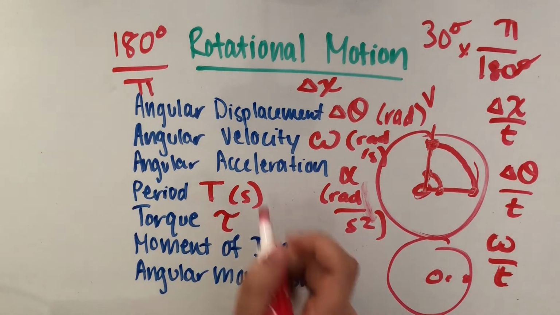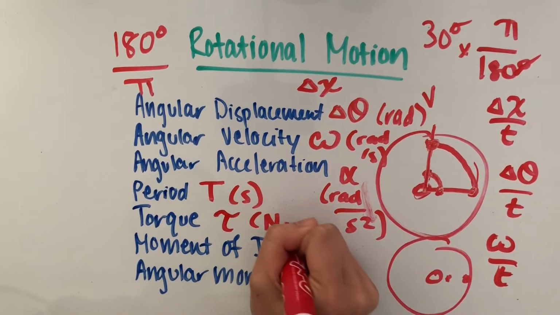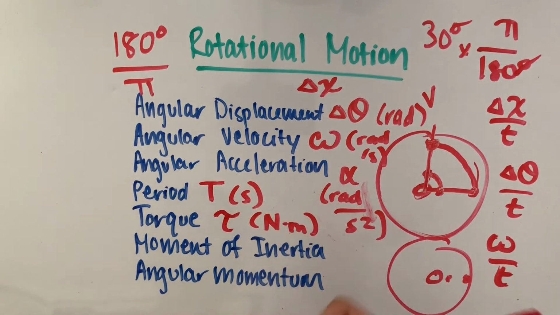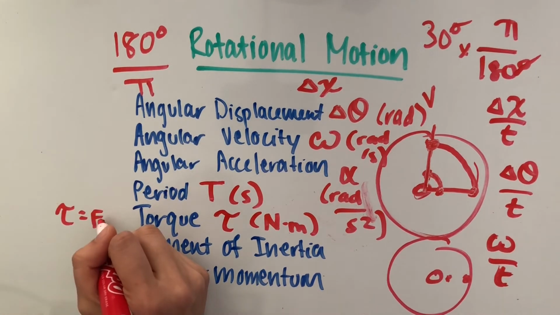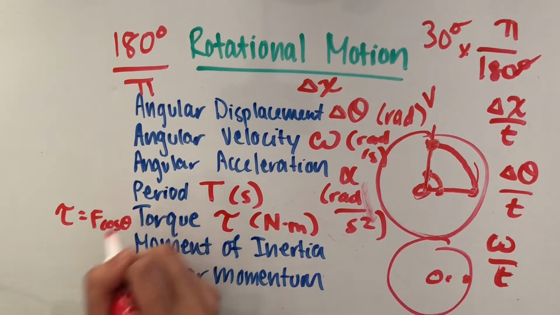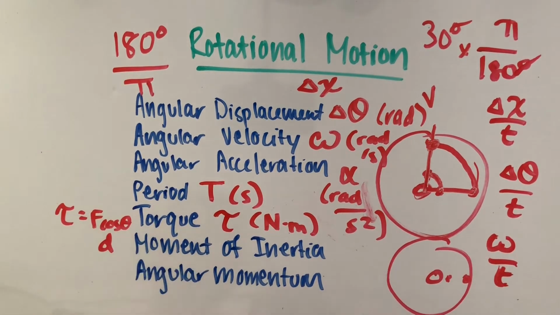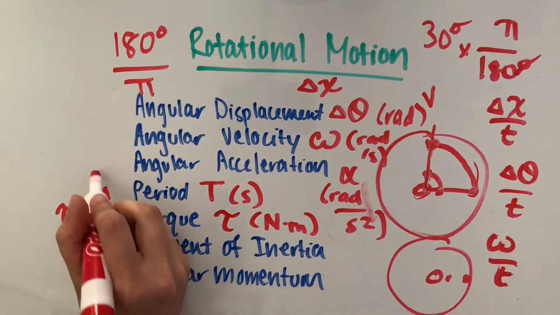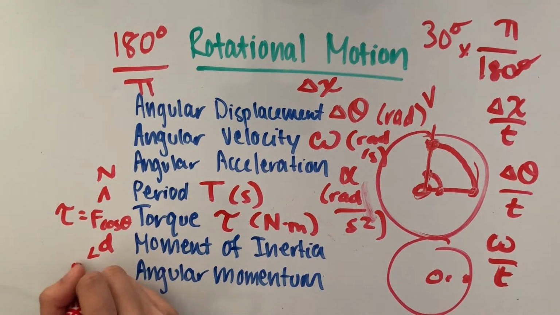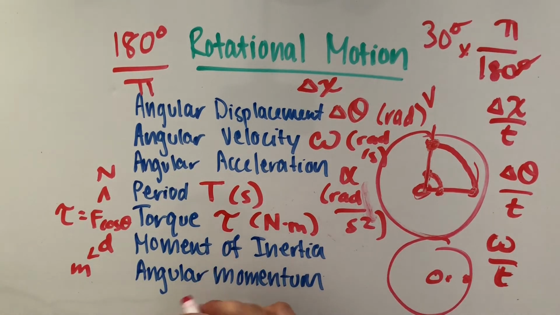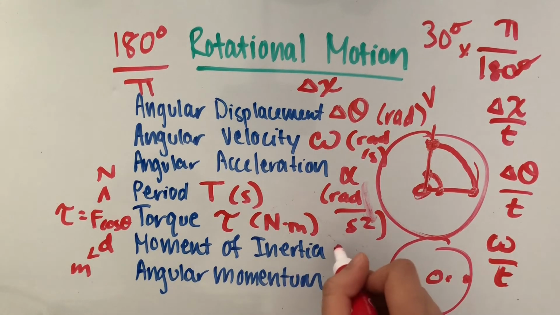So torque is going to be measured in newtons times meters, because as we also said in a previous video, torque is equal to force times the cosine of an angle between the force and the object times distance. So this quantity is going to give us newtons, and this quantity is going to be in meters, so that's going to be newtons times meters. Then the next thing we're going to go over is the moment of inertia, which is written as a capital I.